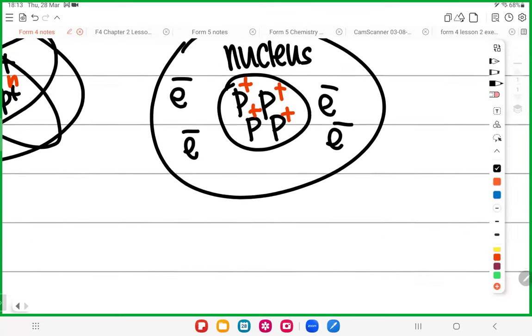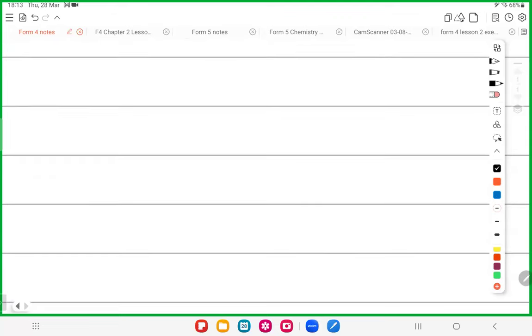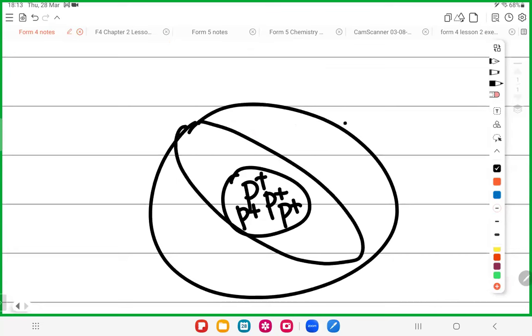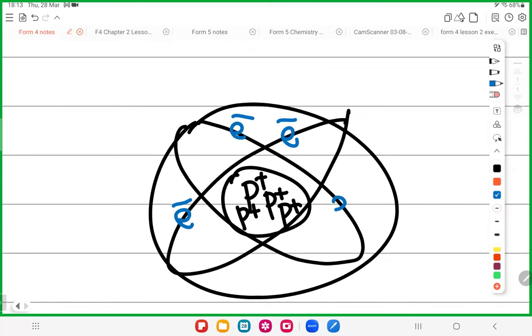So after that, Niels Bohr. Niels Bohr said that the electrons do not just stay there and do nothing. The electron is moving in their own shell. Okay, the electron is actually moving in their own shell.